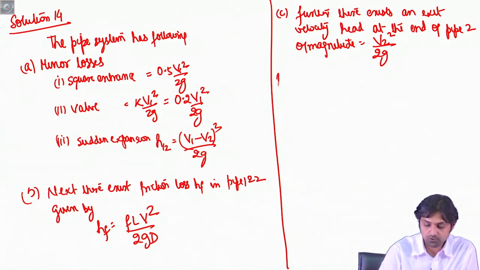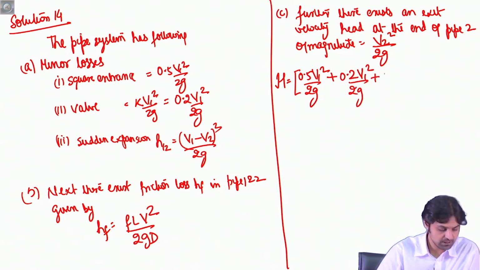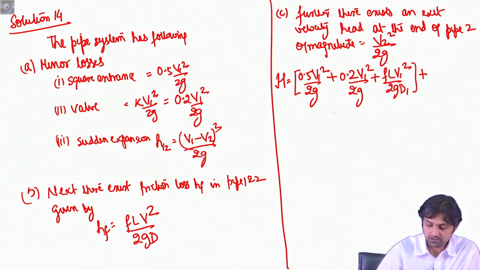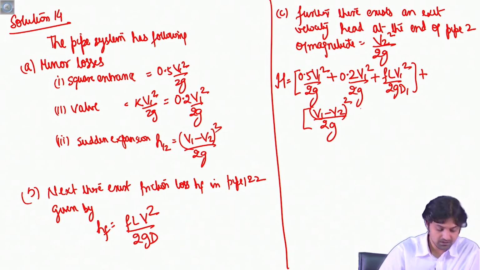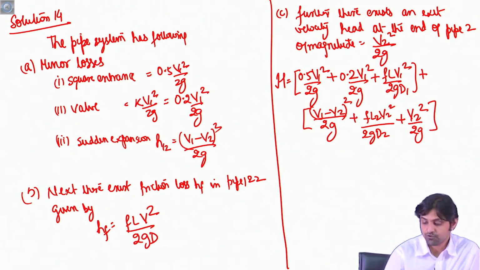So we have to rewrite the total head loss H. Starting from here it will be 0.5 V1 square by 2g plus 0.2 V1 square by 2g plus, in pipe 1, one major loss as well, f L V1 square by 2g D1, plus in pipe 2 first of all the sudden expansion (V1 minus V2) whole square by 2g, plus f L2 V2 square by 2g D2, this is the major loss due to the flow, and in the end there is an exit loss V2 square by 2g. All right, so we have listed down the energy loss.